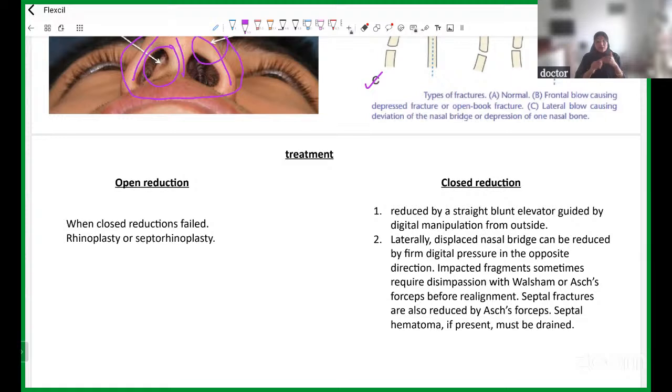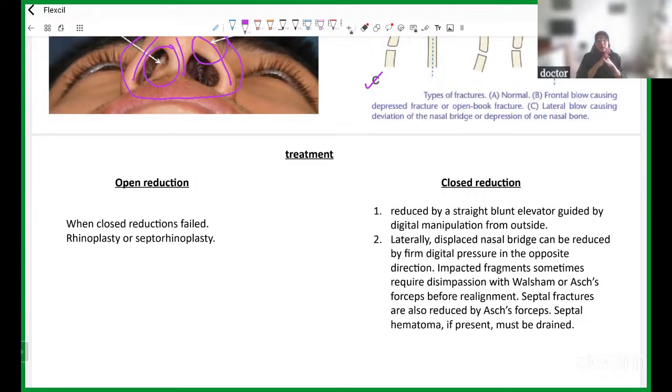Again, simple fractures may not require any treatment. Unstable fractures will require intranasal packing, and you give them external splintage, a nasal splint. Then you wait for the edema, if any, to subside for 5 to 7 days, and then you do close reduction using your fingers.